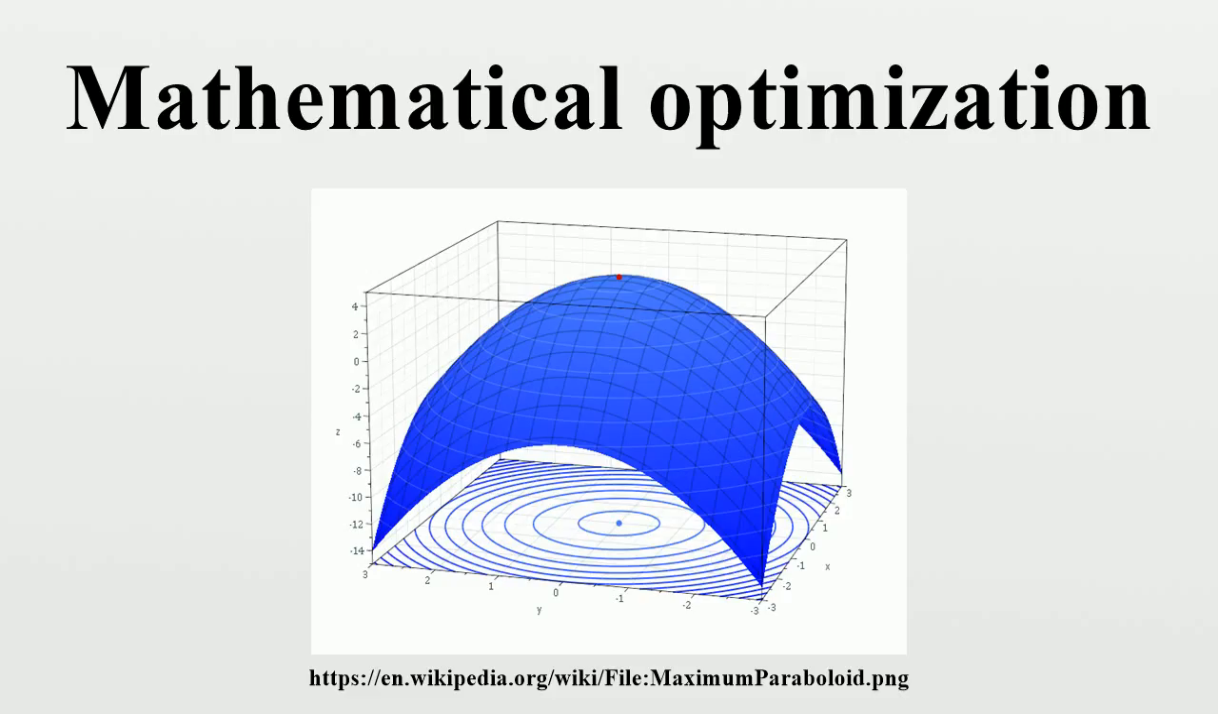The domain A of f is called the search space or the choice set, while the elements of A are called candidate solutions or feasible solutions. The function f is called, variously, an objective function, a loss function or cost function, a utility function or fitness function, or, in certain fields, an energy function or energy functional. A feasible solution that minimizes the objective function is called an optimal solution.